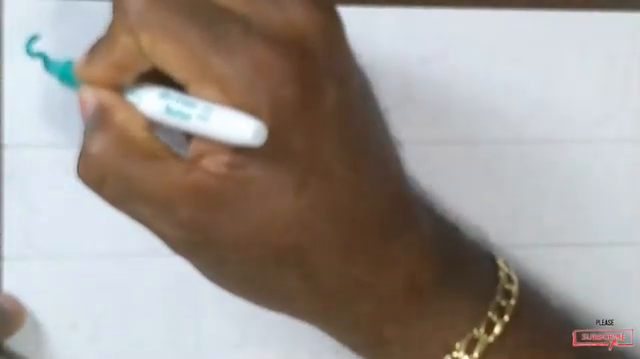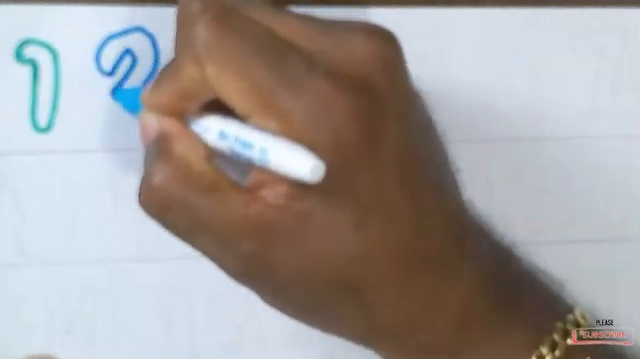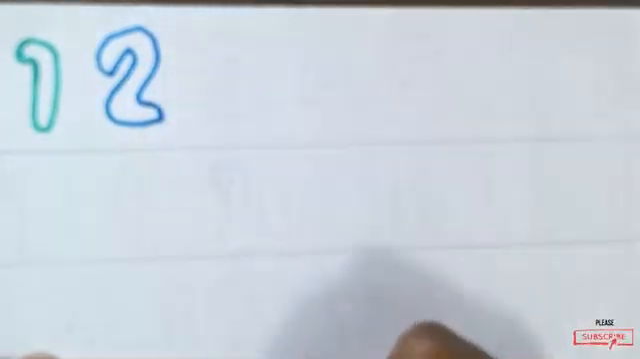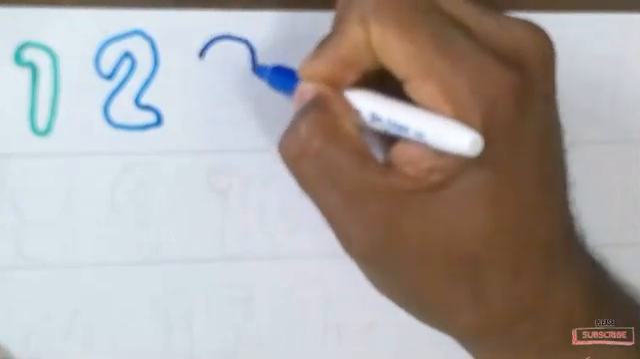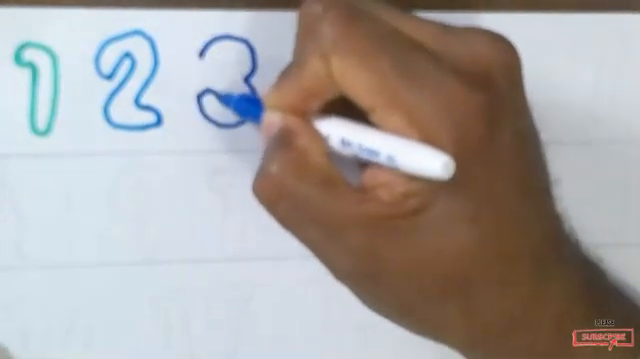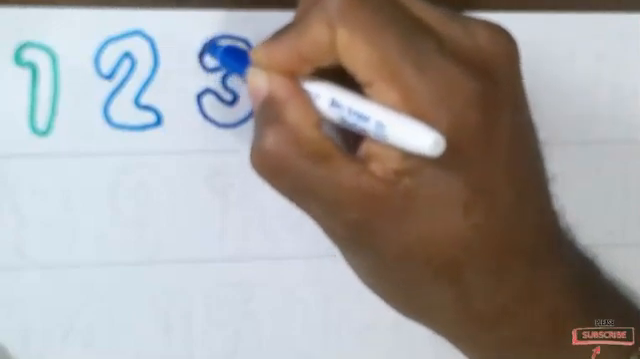Let's learn numbers. We will write numbers from 1 to number 20. The number 1. Number 1. The number 2. Number 2. The number 3. Number 3.